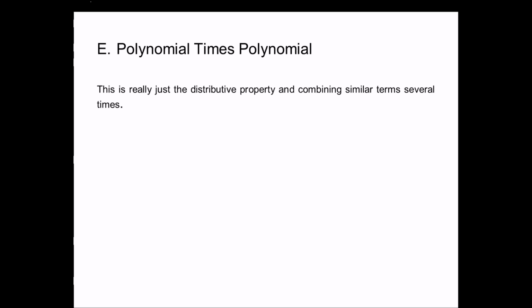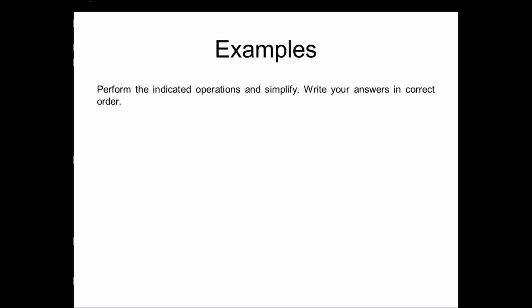Polynomials in one variable are supposed to remind you of large numbers, so this should somehow remind you of multiplying large numbers together. So perform the operations and simplify. Write your answers in correct order. If you follow this nice bookkeeping way, the correct order will happen all by itself. So we're going to take a look at a couple of them. So here's our first one.